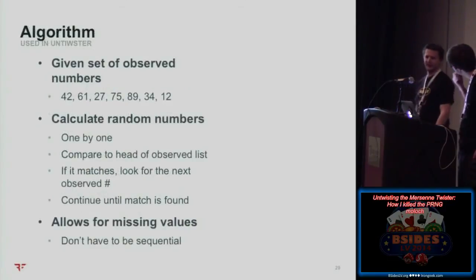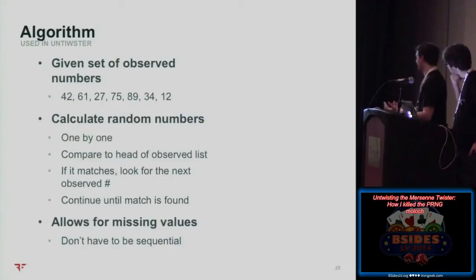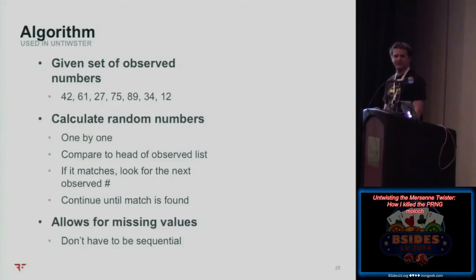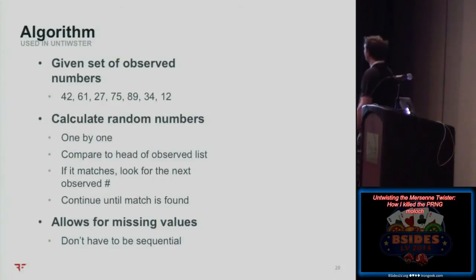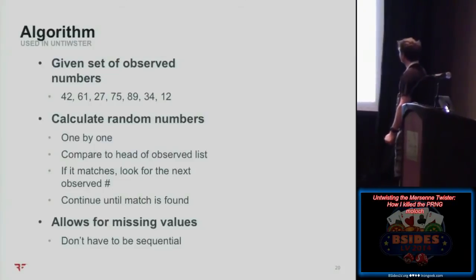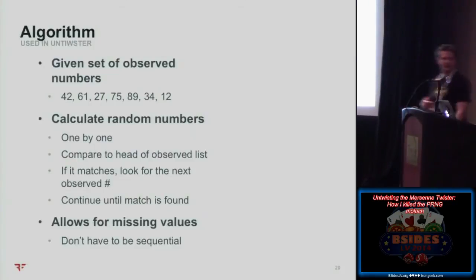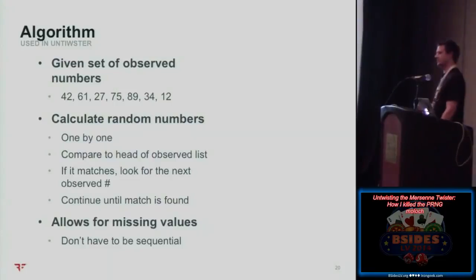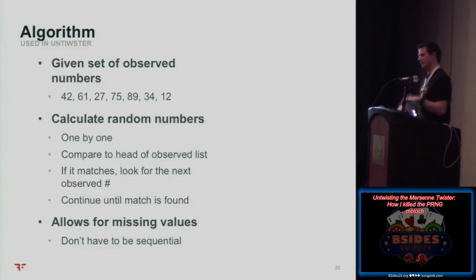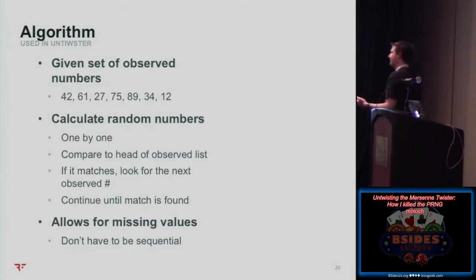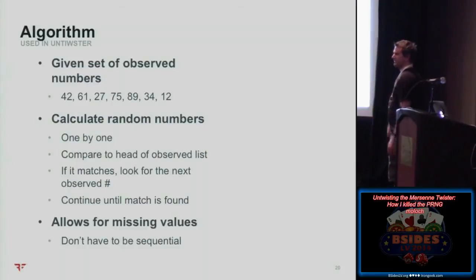We provide an easy framework for doing that, trying to match as many different algorithms as possible. So we're going to talk a little bit about the actual algorithm that's used to check whether a particular seed is correct or not. We have a set of given numbers. Here they're just 2-digit numbers. In reality, they're going to be much larger than that, but this is a good visual aid. Like 42, 61, 27, etc.